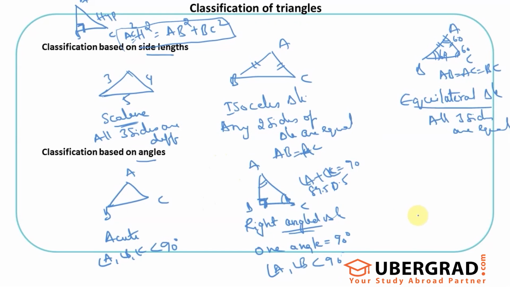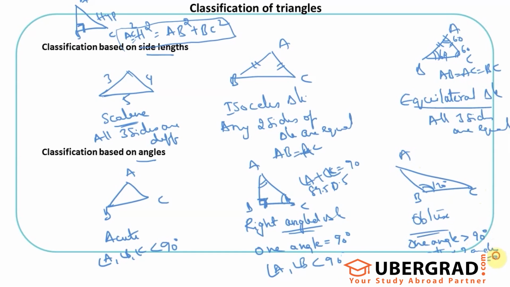Then the final thing is the obtuse angle triangle. What is an obtuse angle triangle? One angle is greater than 90 degrees, something like this. This is definitely greater than 90, like 120 for example. Obviously the other two angles would be less than 90, because one is greater than 90 and the sum has to be 180, so these two will be less than 90 for sure. That's how we classify based on the angles.